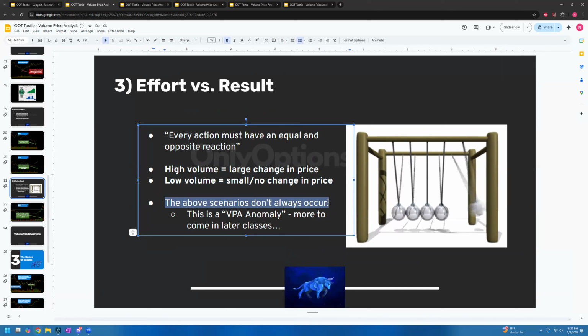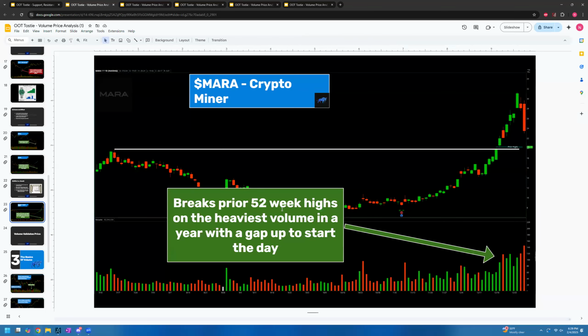But this doesn't always occur, right? There are going to be times when we have high volume and no change in price, or low volume and a massive change in price, which is called a VPA anomaly. It could be a bit of a red flag for us to take a step back and really evaluate where the situation is at.